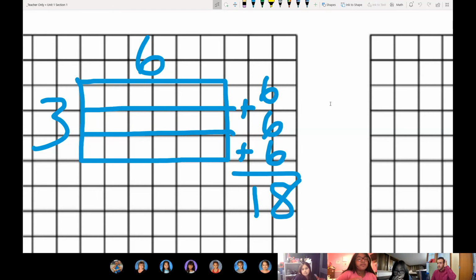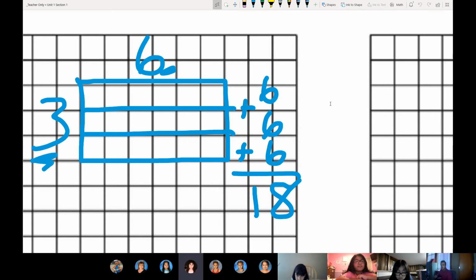Yeah, that's another great way of doing it. That's what I was hoping would come up, Camila, so thank you for bringing that up. This is a great way of doing it, Malia. You can add the amount that are in each row together, so 6 and 6 and 6 to get 18. But remember, when we're finding the area of a rectangle or a square, you can take those side lengths and multiply them together.